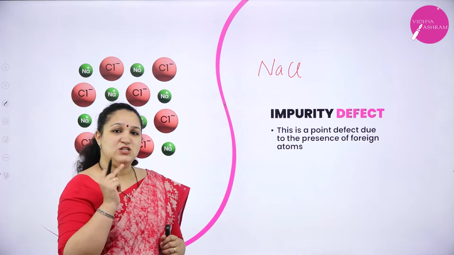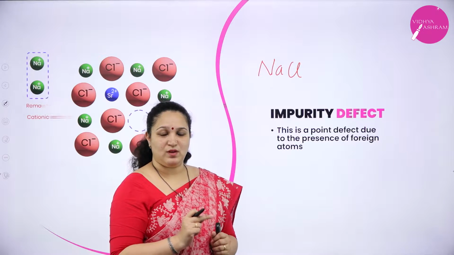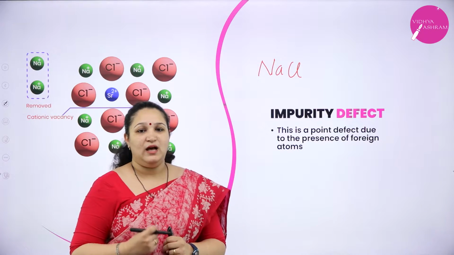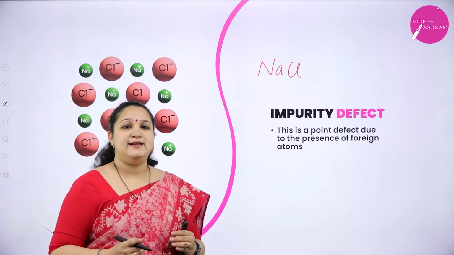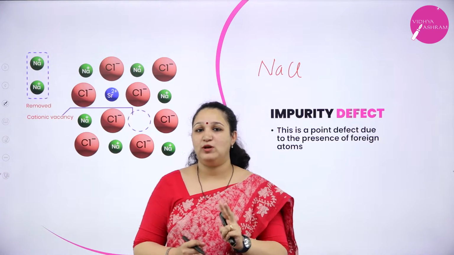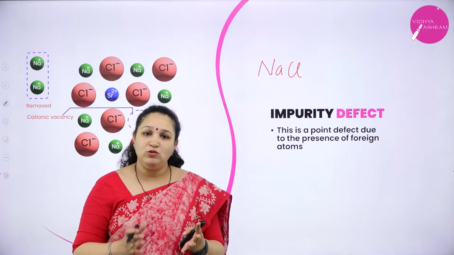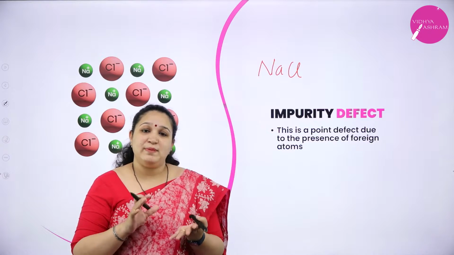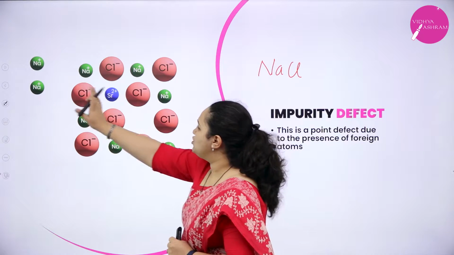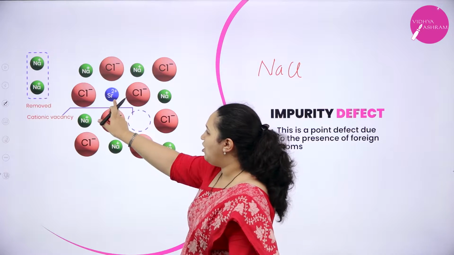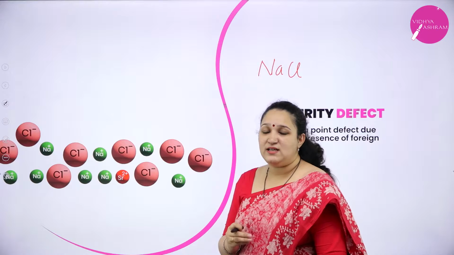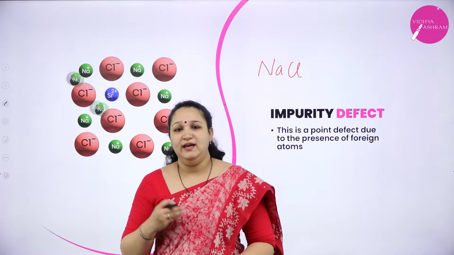So for every strontium ion, 2 sodium ions have to be removed, which also creates a vacancy. Correct? If we don't do that, there will be disturbance in the electrical neutrality. You can understand this. 2 sodium ions are removed. In one place of sodium, strontium is there and one vacancy is created. So that is about the impurity defect.